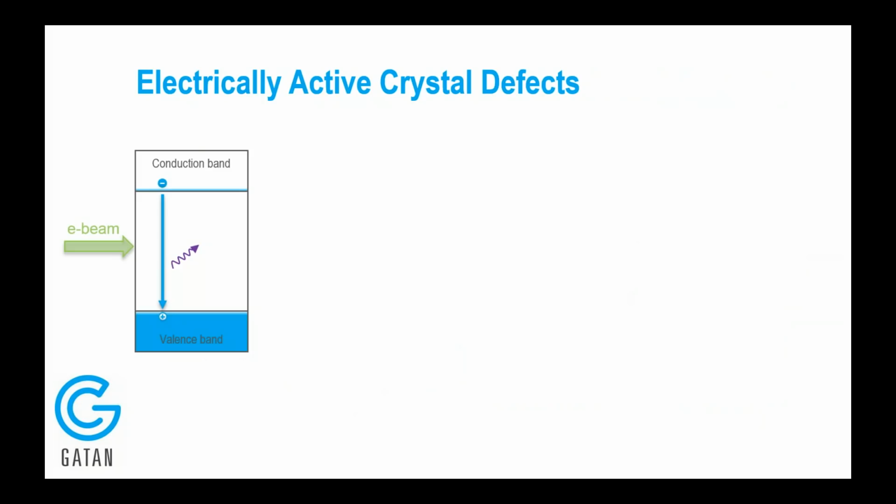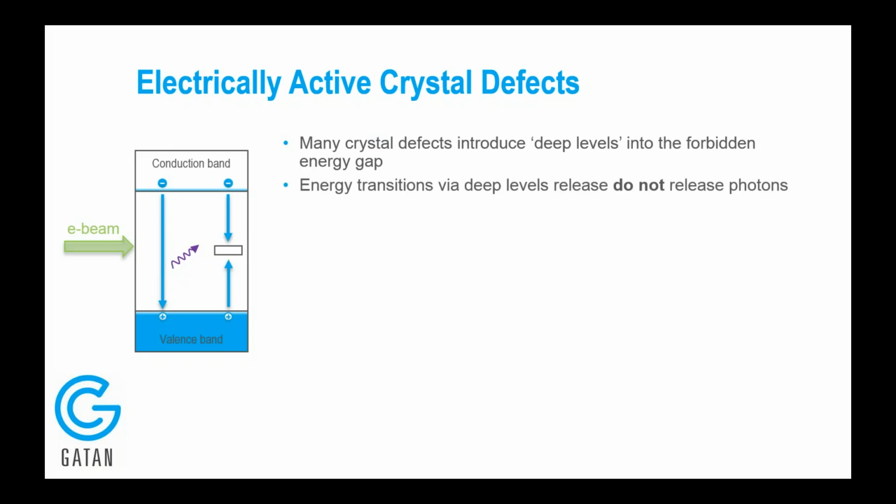So that's a very simple case of semiconductors. Many semiconductors contain crystal defects, and crystal defects play a very important role in, and mostly a bad role in terms of device performance. So crystal defects, when they're electrically active, put an energy state into this energy gap. And that offers an alternative mechanism for the recombination of the electrons and the holes to happen. And when these electrons and holes recombine via these deep levels, that process does not release a photon. So we don't get light out of these materials near a defect.